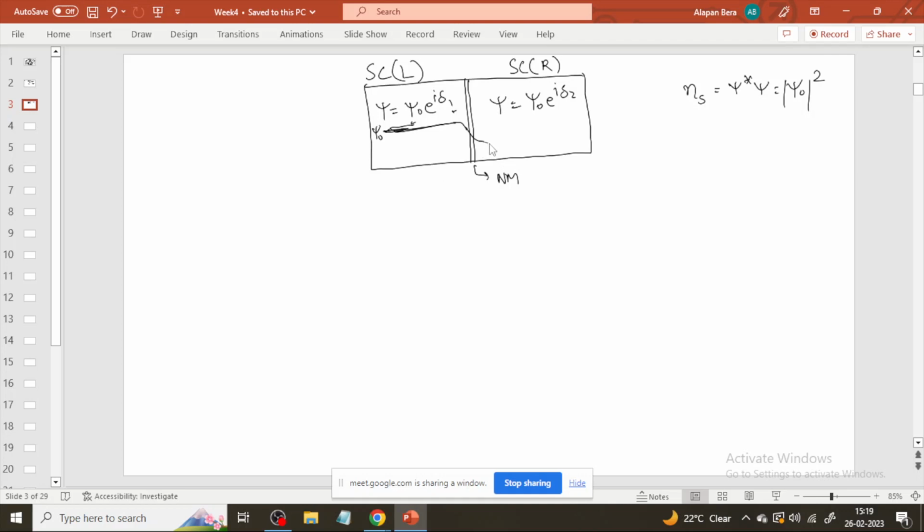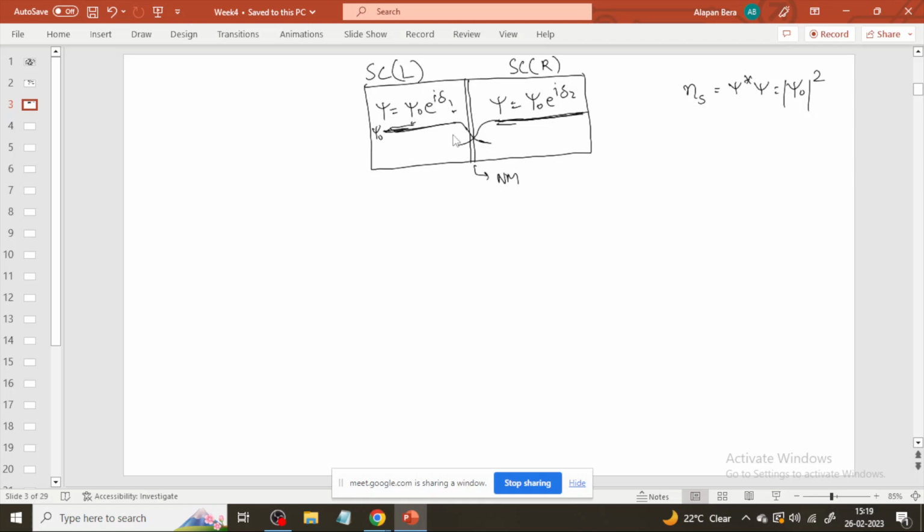Okay, so there is some finite density of Cooper pairs coming from the left superconducting region that enters the right superconductor. Similarly, in the entire superconducting region, we have a constant density of Cooper pairs inside the superconductor. But as soon as it approaches the normal metal, it starts to decrease, but still it penetrates into the normal metal.